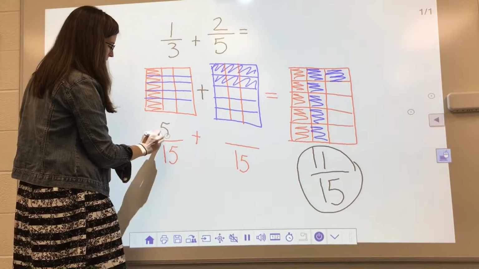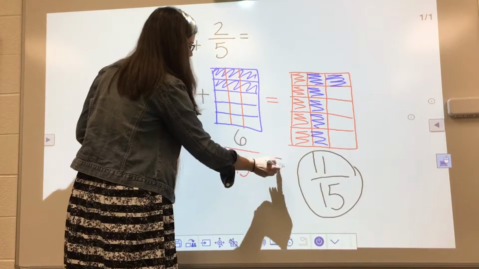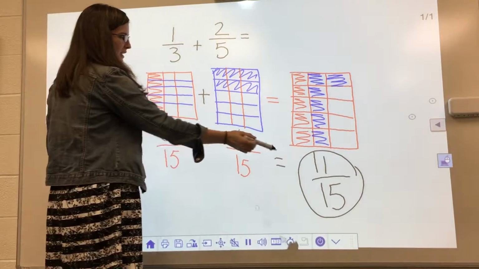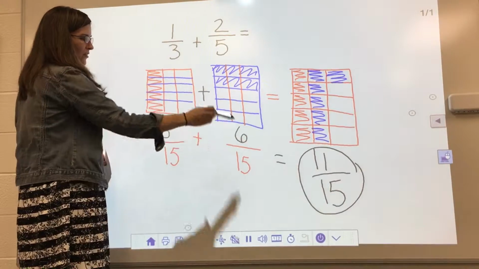If we were to go back and plug in my denominators from my pictures, the kiddos are familiar with adding common denominators so that they can check their models with their numbers.